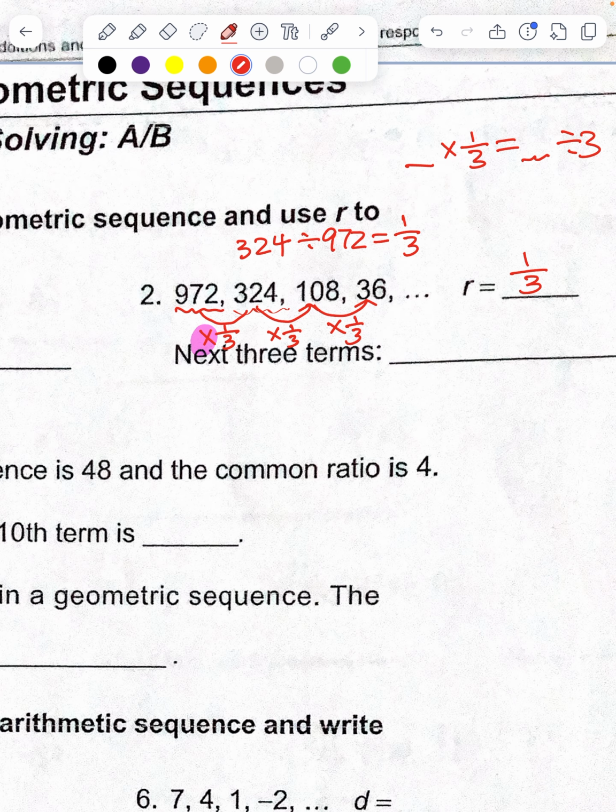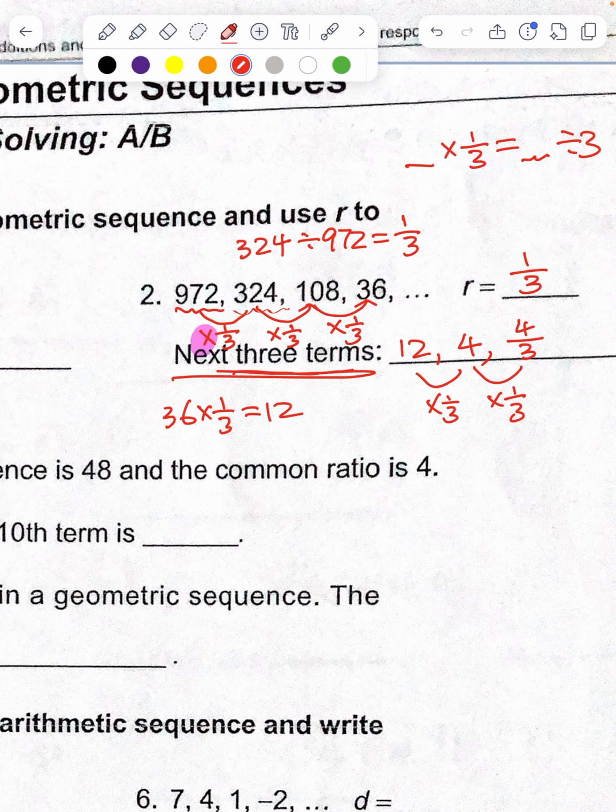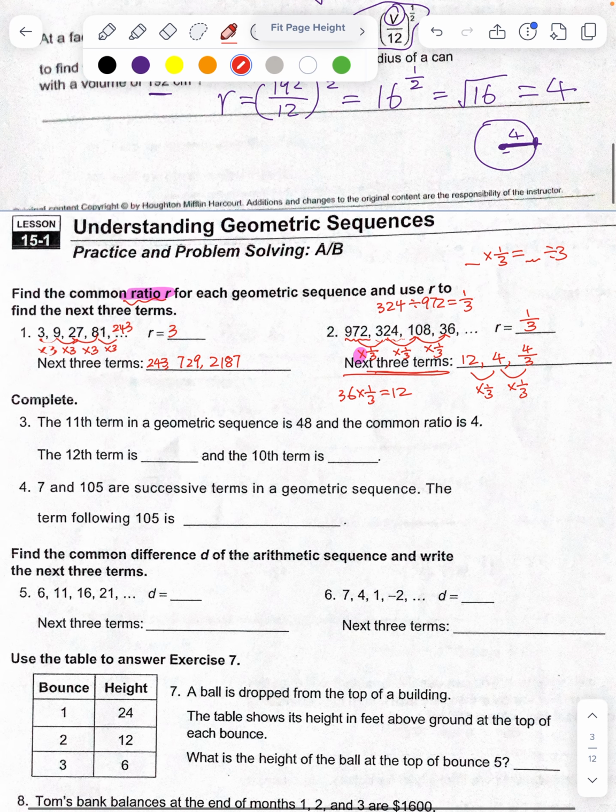Okay, the next three terms. 36 multiplied by 1/3 is 12. That's the first one of the next three terms. And then 12 divided by 3 is 4, right? And 4 divided by 3 is 4 over 3. So this term becomes a fraction, just leave it as a fraction. Let's double check: 12 multiplied by 1/3 is 12 divided by 3, and 4 multiplied by 1/3. Okay, complete.